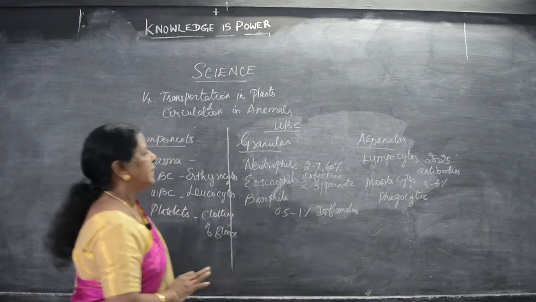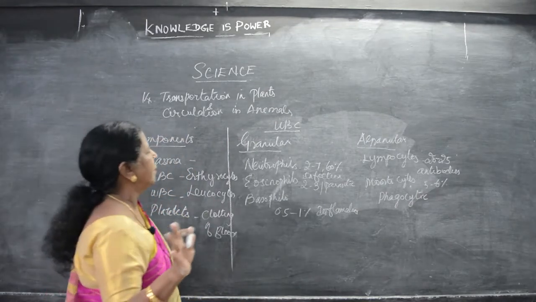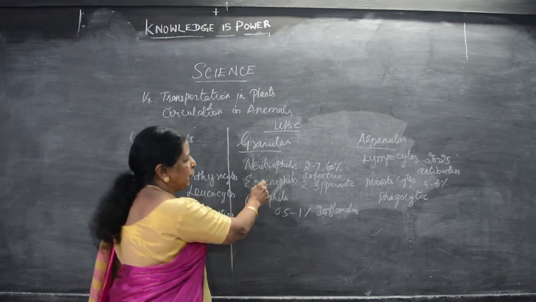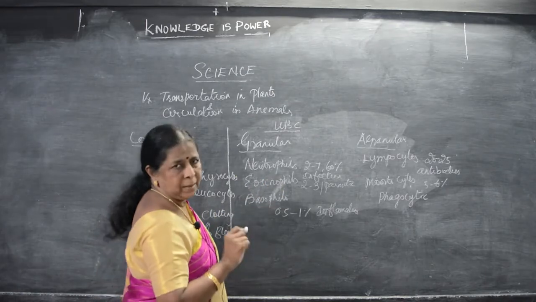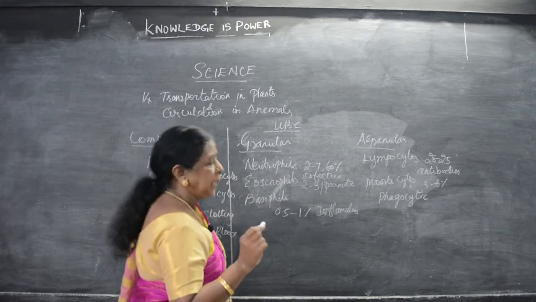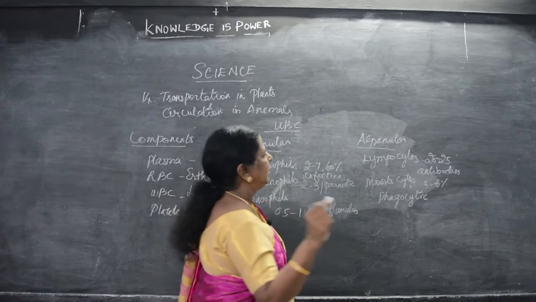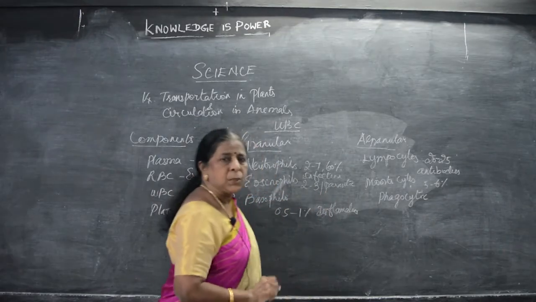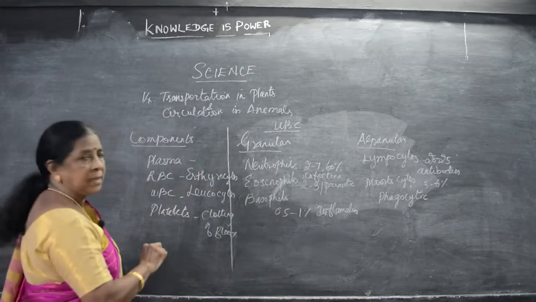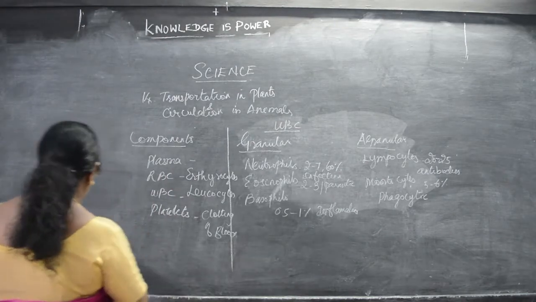Totally in the WBC we can see 5 kinds of blood cells: neutrophil, eosinophil, basophil, that is granular, and agranular, that is without dots in the cell, lymphocyte, monocyte. So, every cell is doing one function. Is it clear? Shall we go for the other one?